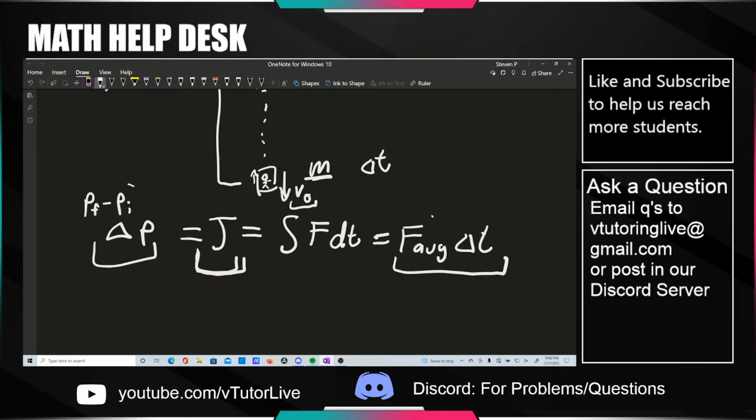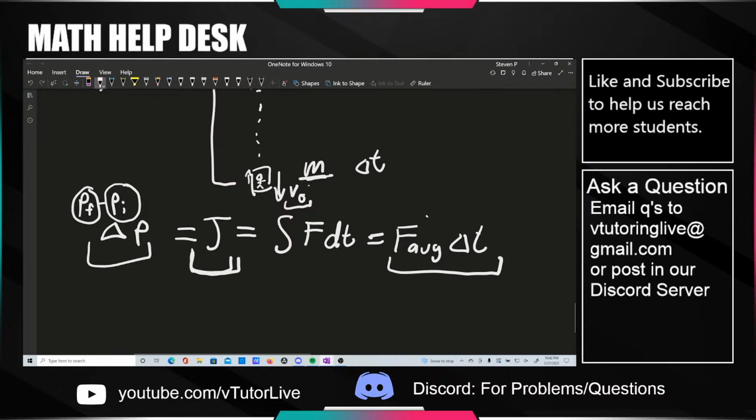Okay, I'm getting a little bit mixed up here, but I think what that's saying is P final is still going to be 0, but P initial is going to be a little bit different because they're jumping, right? Whereas before it was just M times V naught, now P initial for part C is equal to M times V naught minus V of the jump. And I think it's got to be downwards, because we're assuming that upwards is the positive direction, so downwards is negative.